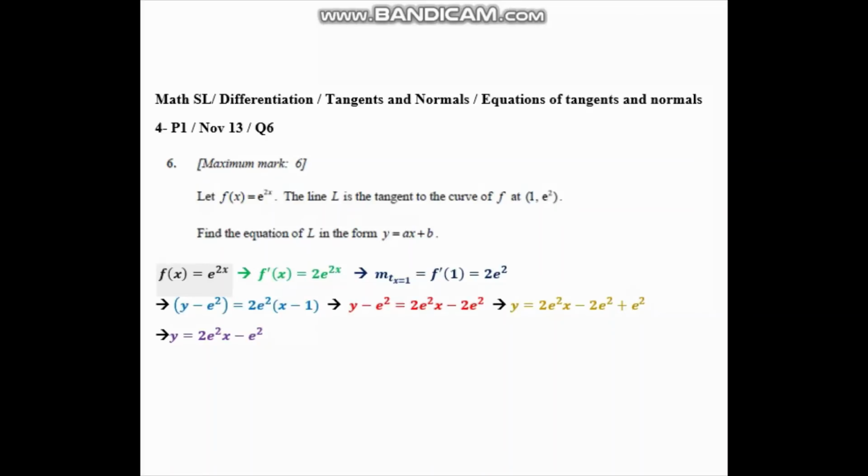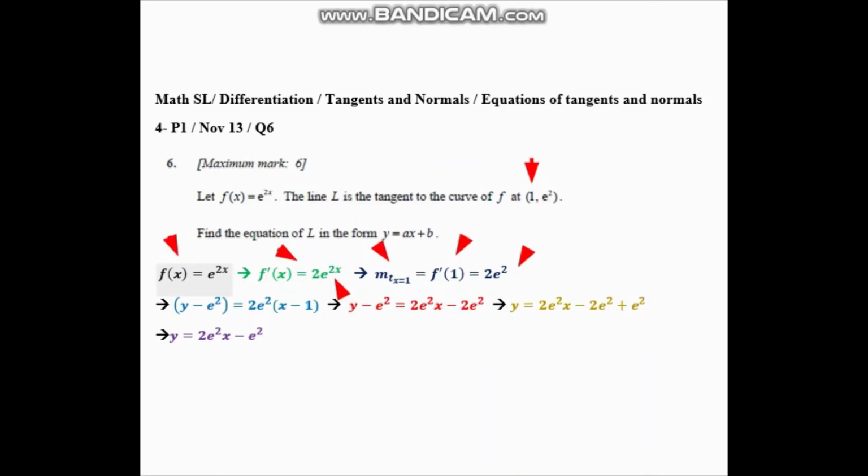So I begin by differentiating this function to get the green function f dash, which is equal to 2e to the power of 2x. Next, I need to find the slope at the given point. So I need to find the slope of the tangent at the point where x equals 1. And this is found by evaluating f dash of 1. To get f dash of 1, to evaluate this value, I simply remove x in f dash of x and put 1. So 2e to the power of 2 times 1 is 2e squared. And this is my slope.